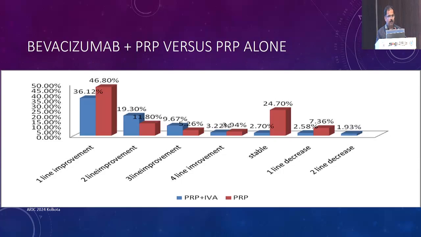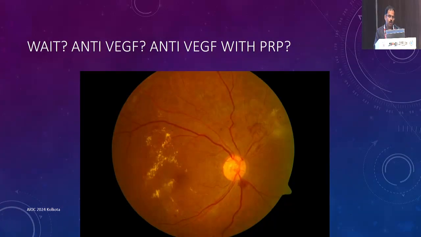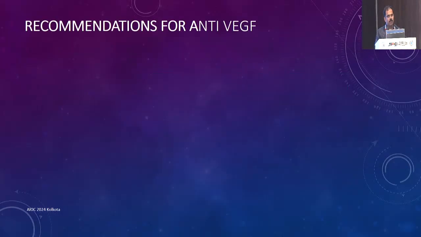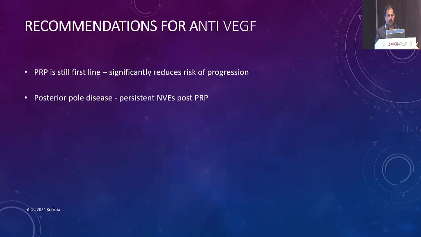Bevacizumab with PRP versus PRP alone, you can see that a high percentage of patients with combination treatment had improvement of visual acuity, and a high percentage of patients with PRP alone had worsening of visual acuity. So currently in my practice, if there is no traction, if there is florid proliferative diabetic retinopathy, I would try to give 1 injection, then complete laser. That is a recommendation of what I think is good. PRP is still the first line. There is nothing to beat PRP.